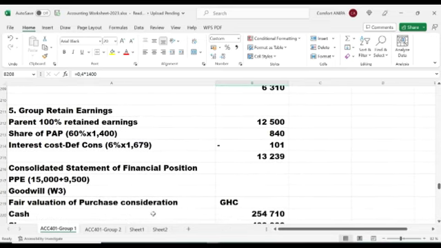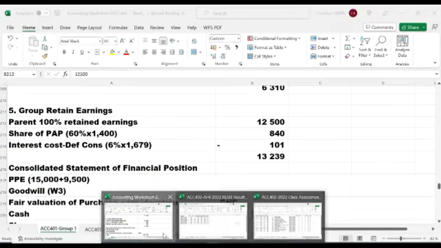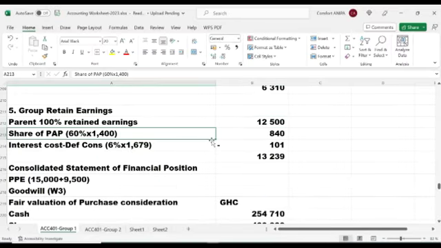Your group retained earning, parent, you start with parent's own 100% retained earnings. So you go to the parent side of the financial statement. The parent side of the financial statement, you can see ordinary share is 6 million, share premium is 4,000, retained earning is 12,500. So when you are preparing the group retained earning, you start with 12,500, which is for parent, and to that you add the parent's share of the post acquisition profit, which is 60% of 1,004.